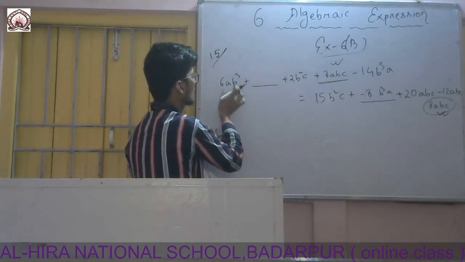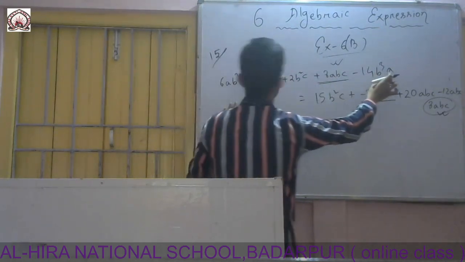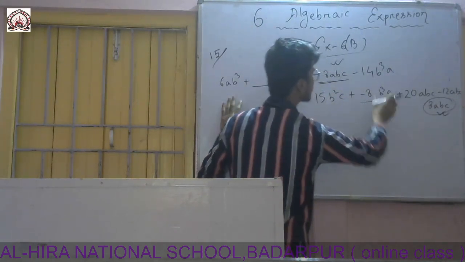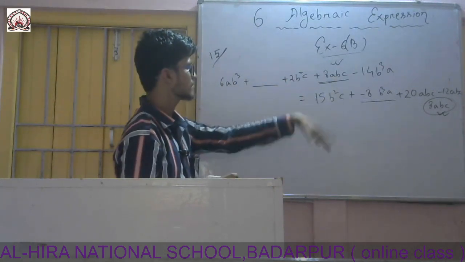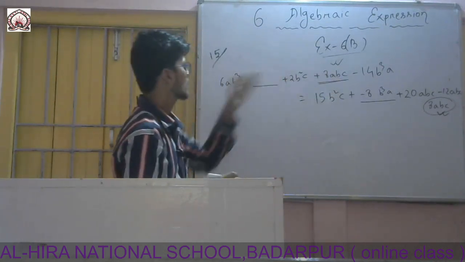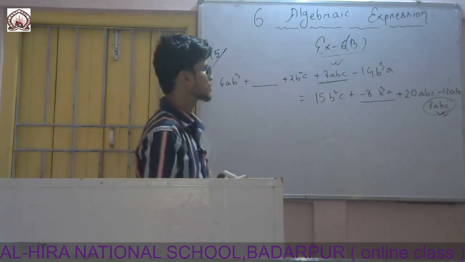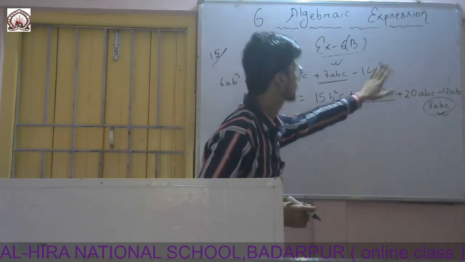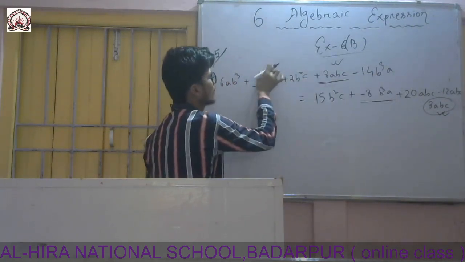First of all, you see there is ab cube. There is also b cube a. But on this side there is no term with b cube a. That means this one is missing. So first of all, I will solve this one. Plus minus it is minus. 14 minus 6 is 8. Since 14 is greater, so minus 8, and the variable will be b cube a. So this side is balanced. So only this one is left.